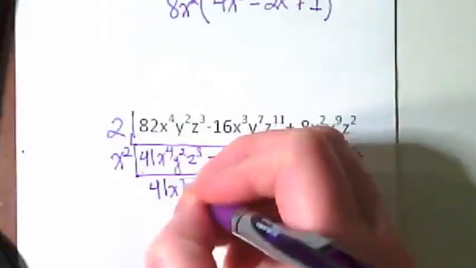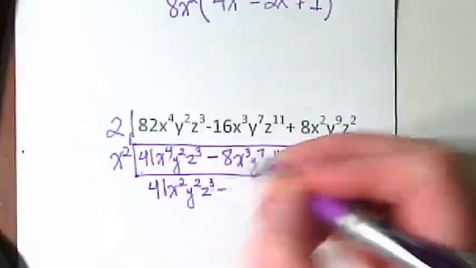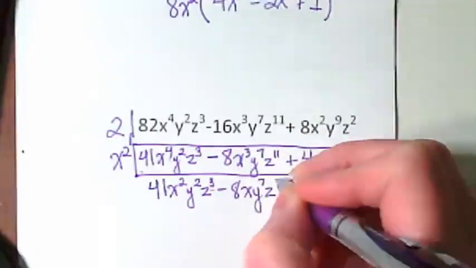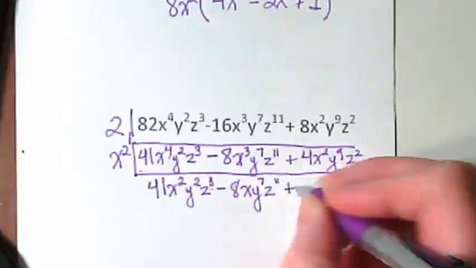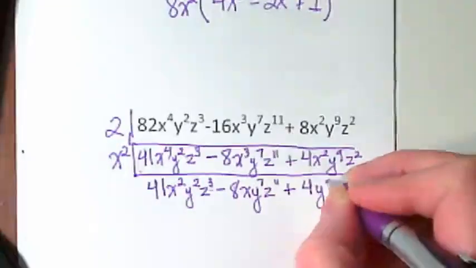I think I heard Jeremy say we could also divide out an x squared. Do we see an x squared at least in each one of those? So let's divide that out.